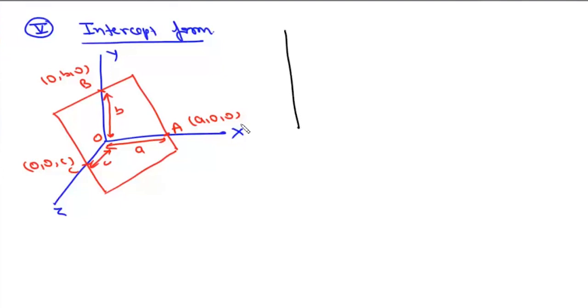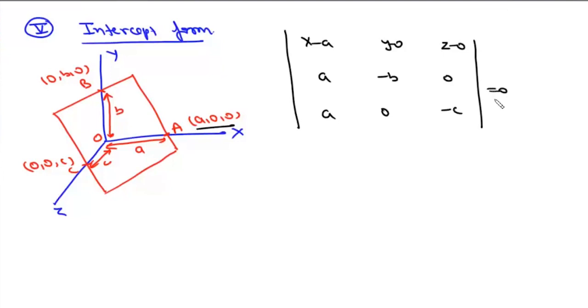Now we'll write this equation directly. We'll choose any one point, say the point is (x minus a, y minus 0, z minus 0), and then we need two vectors in the plane. We can define one vector as (minus a, b, 0) and the other as (minus a, 0, c), and the determinant must be equal to 0.